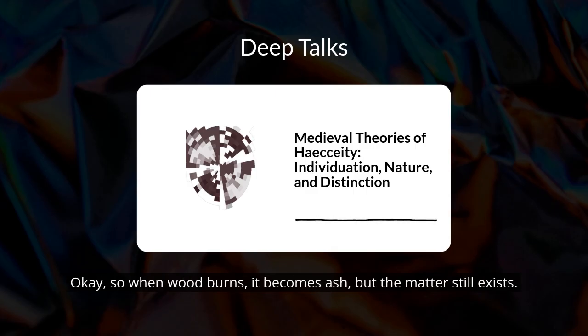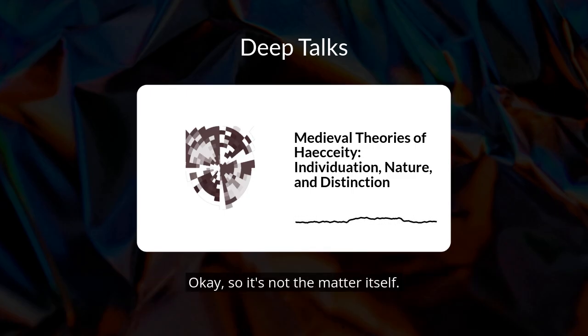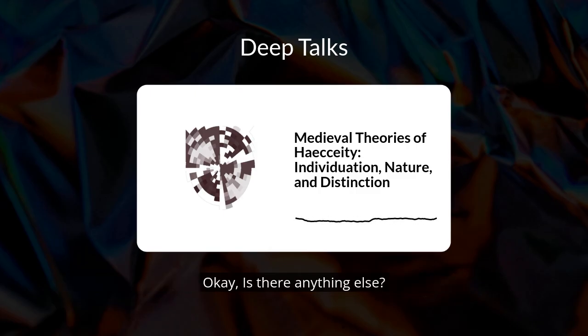Okay. So when wood burns, it becomes ash. But the matter still exists. Right. So if matter can exist in different forms, it can't be what truly individualizes us. Okay, so it's not the matter itself, but something about how it's organized or what form it takes. Exactly. Okay, is there anything else?